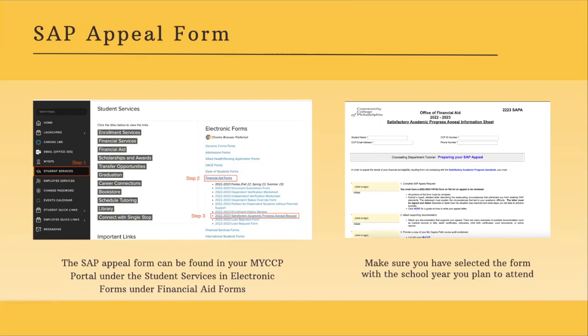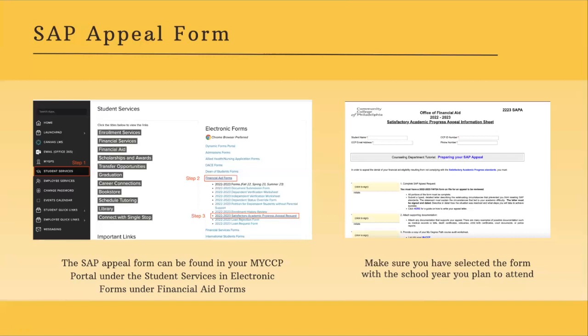The SAP appeal form. So there are two examples of what this looks like, one on the left, one on the right. We're going to concentrate on the one on the left. The SAP appeal form can be found in your MyCCP portal under the Student Services and Electronic Forms under Financial Aid Forms. So once you go to Electronic Forms, you want to go down to the Financial Aid Forms, and you will find the SAP appeal for the year that you're going to fill it out there.